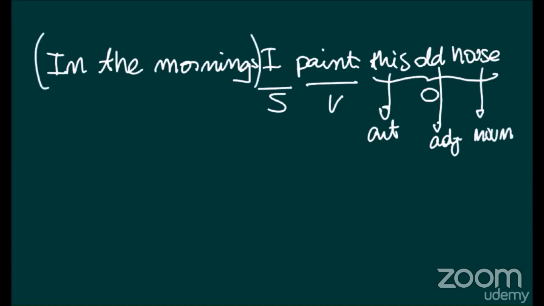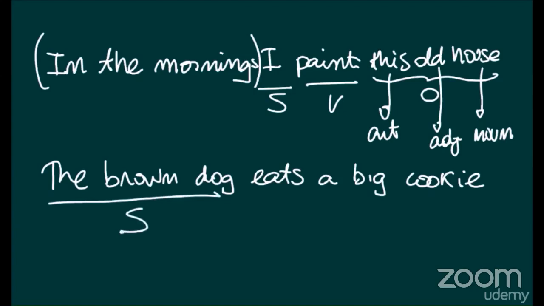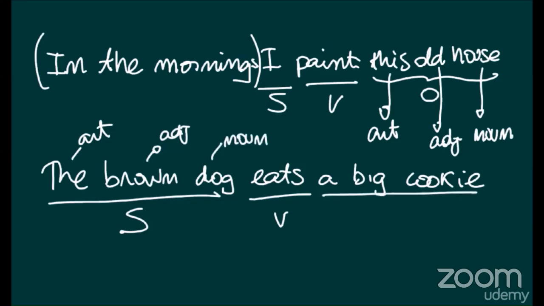Another example. The brown dog eats a big cookie. In this sentence, the brown dog is the subject. The is the article. Brown is the adjective, and dog is the noun. Eats is the verb. A cookie is the object. A is the article. Big is the adjective, and cookie is the noun.